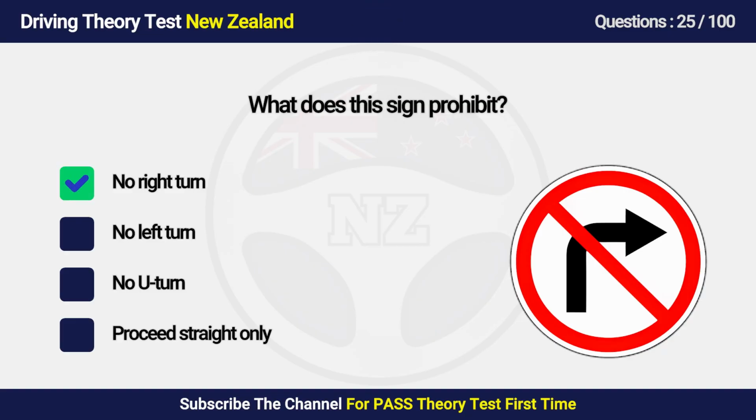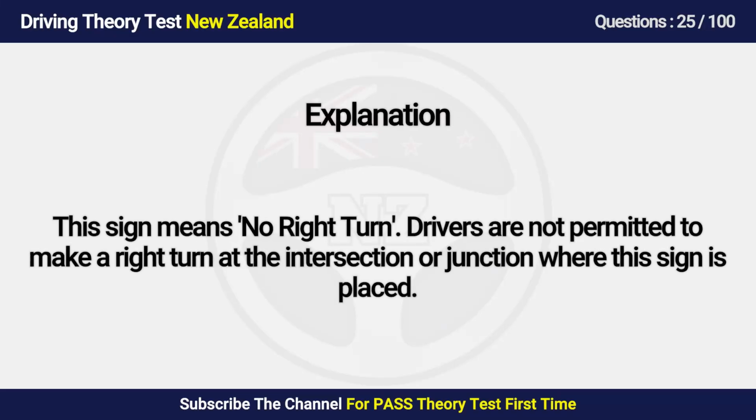Answers is A. No right turn. This sign means no right turn. Drivers are not permitted to make a right turn at the intersection or junction where this sign is placed.